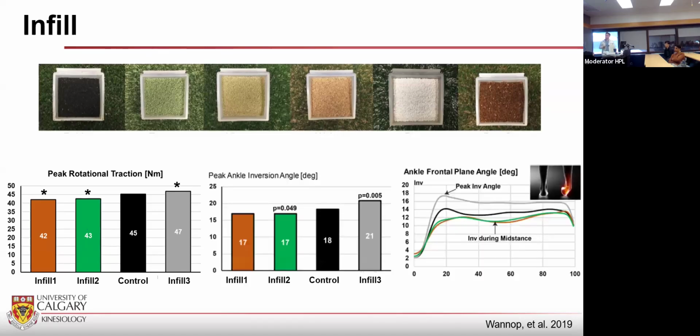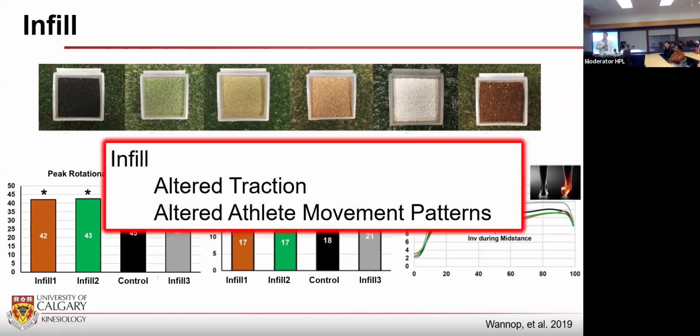As well, we did some biomechanical tests, and here's just one result. This is the peak ankle inversion angle. When athletes perform a V cut or cutting movement, altering the infill material can significantly alter this peak ankle inversion angle. So the athlete's movement patterns are in fact changed, even though these changes in traction are not super substantial. From this study, we can conclude that infill can alter the traction properties of the surface, and it can lead to altered athlete movement patterns.